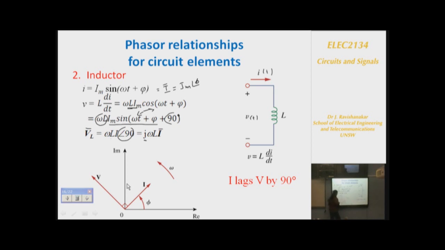So if you represent that in the vector diagram, let us say I is given as Im at an angle of phi. Now the voltage is at plus 90 degrees. That means voltage leads. Leading is always in this direction. So the voltage leads the current by 90 degrees, or as we can say, in the inductor, the current lags the voltage by 90 degrees. Usually voltage will be taken as a reference, so it's always mentioned like this: I lags the voltage by 90 degrees.